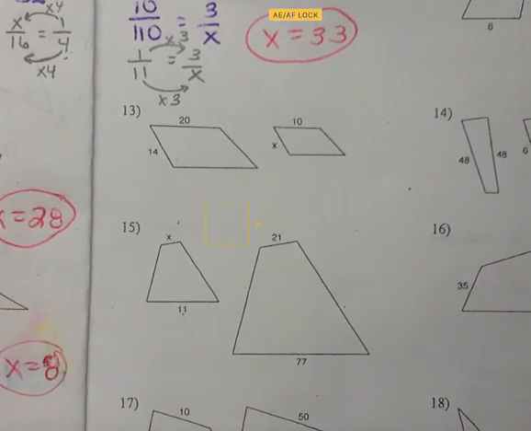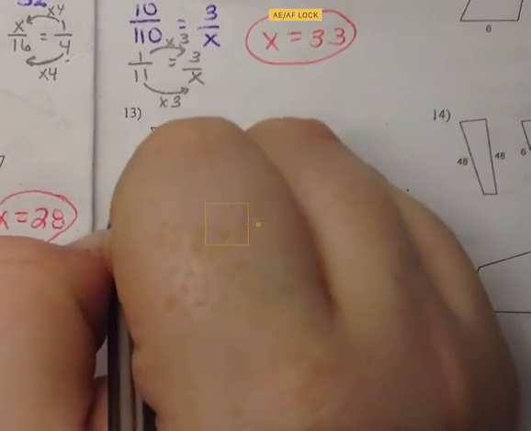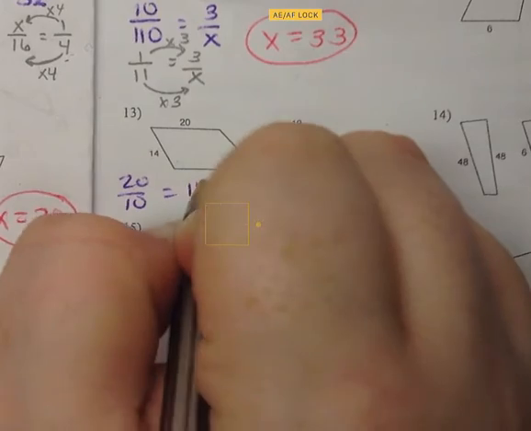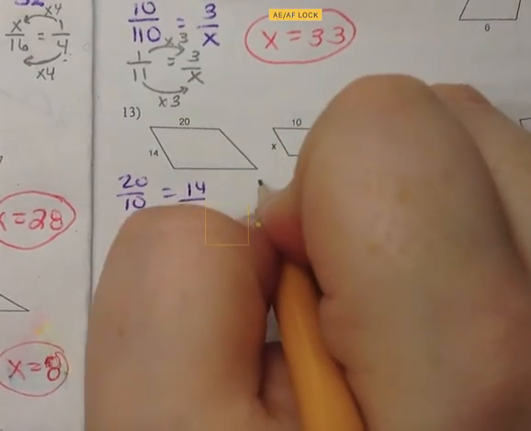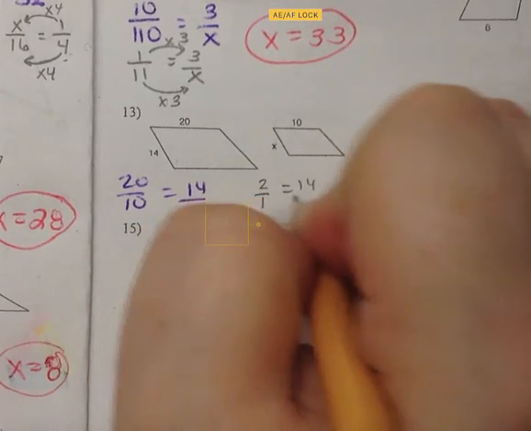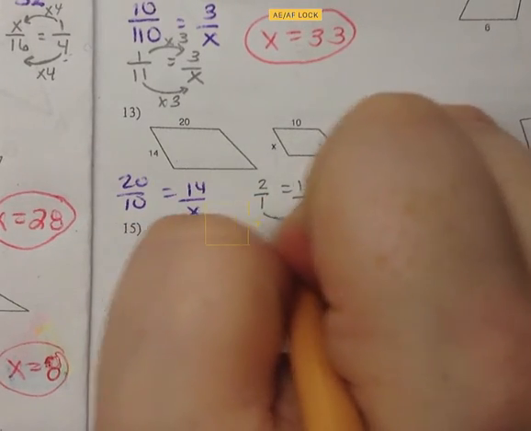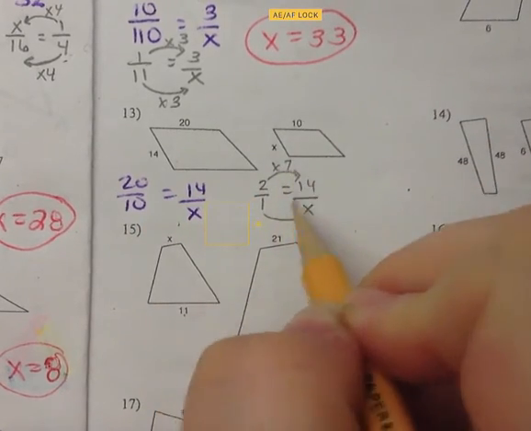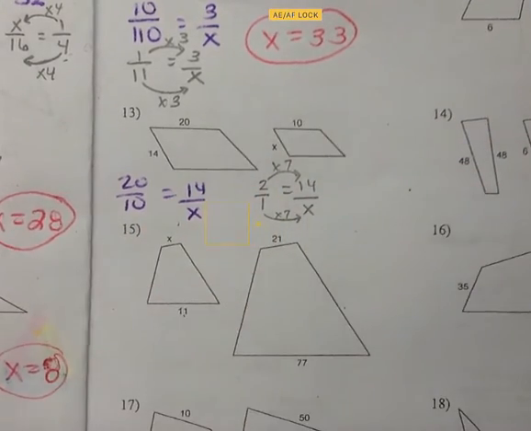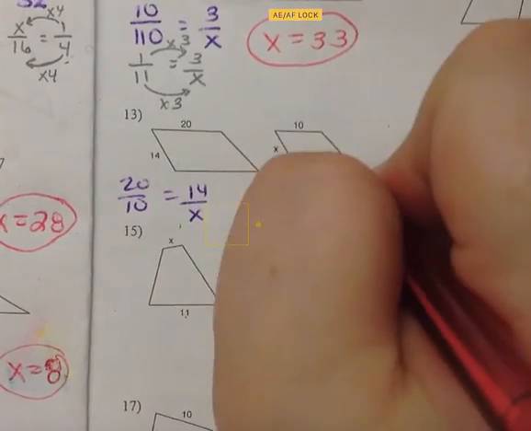On 13, I'll start with 20 over 10 is equal to 14 over x. 20 over 10 is 2 over 1. So we have 2 over 1 equals 14 over x. So 1 to x, 2 to 14. So that's times 7. That means that's times 7. X equals 1 times 7. X equals 7.